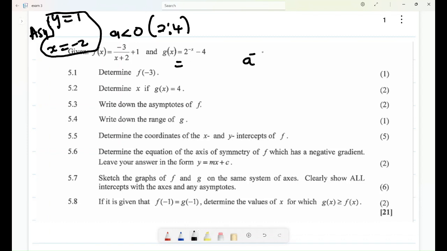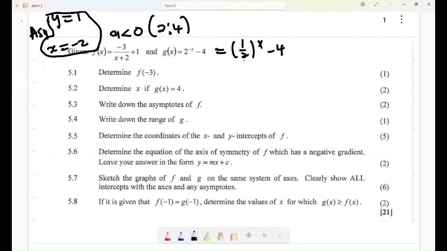Remember, a to the power of negative 1 is the same as 1 divided by a to the power of 1. Or if it is a to the power of negative 3, it's the same as 1 divided by a to the power of positive 3. Or you can simplify further, 1 divided by a cubed. So let's change this one into 1 divided by 2 to the power of x minus 4.